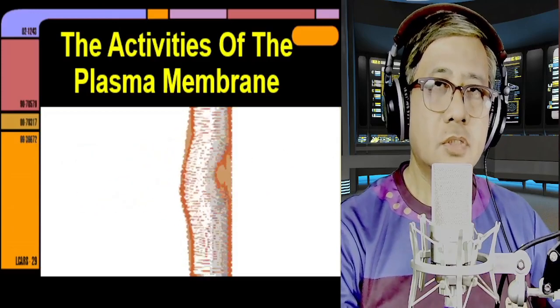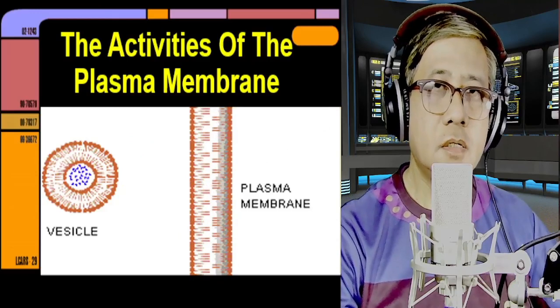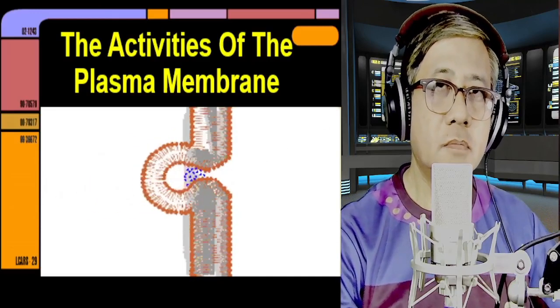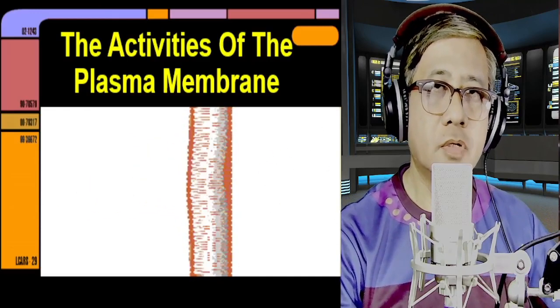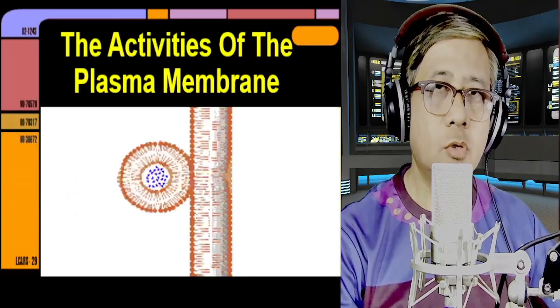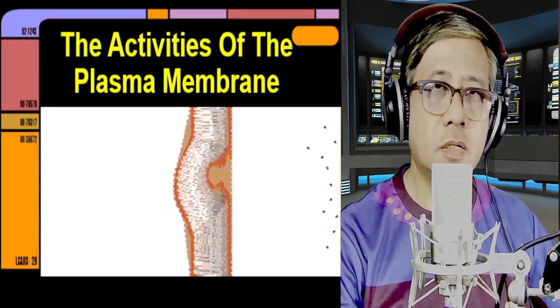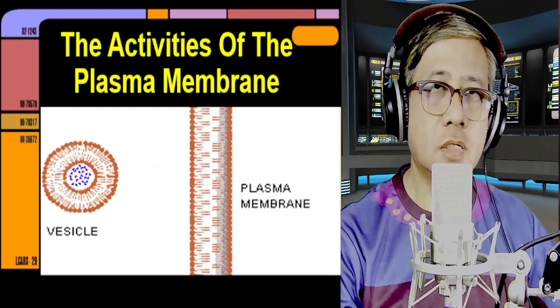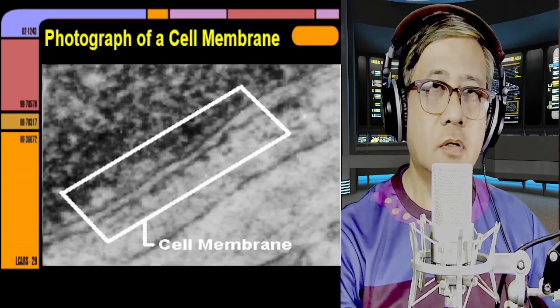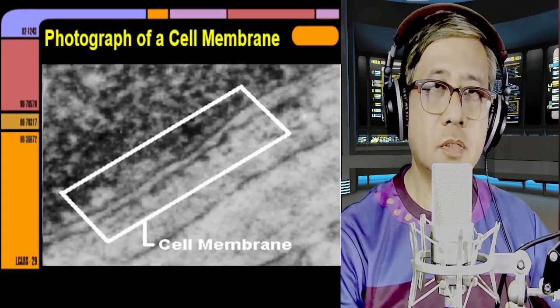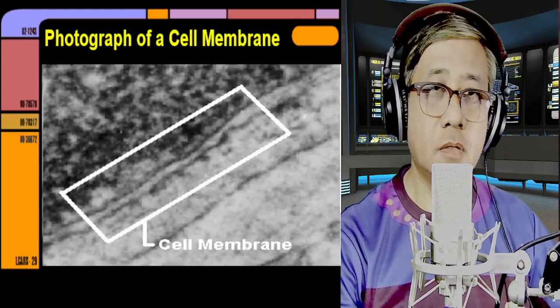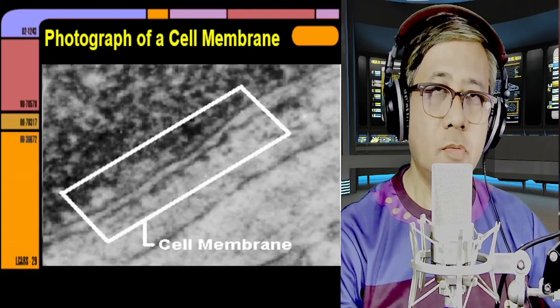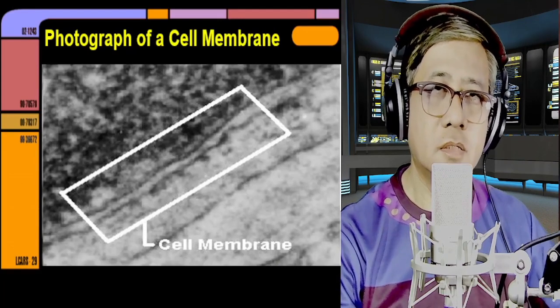So good day class. For today, we shall study the activities of the cell membrane or plasma membrane. Before we go into the details of our lesson, let me just show you this electron micrograph of the cell membrane. You will notice that the cell membrane is made up of two layers. We will go into the details of that later.